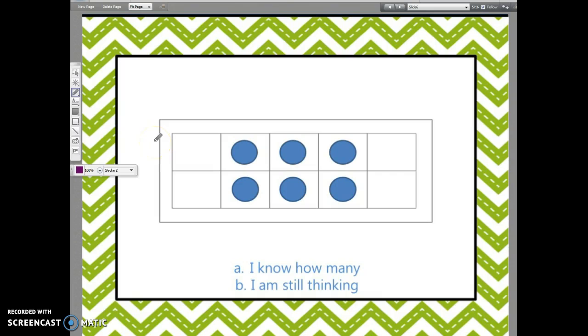Here is our last number talk. If you will take just a second and tell me what you see and how you see it.